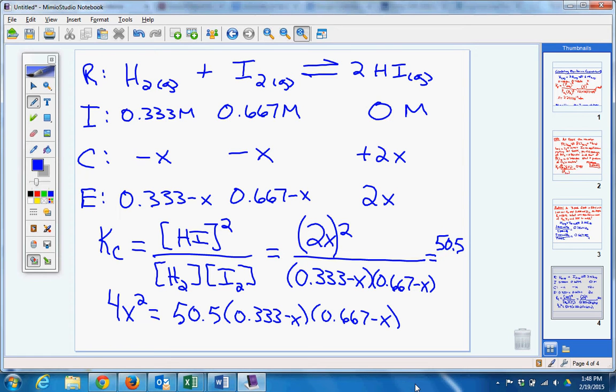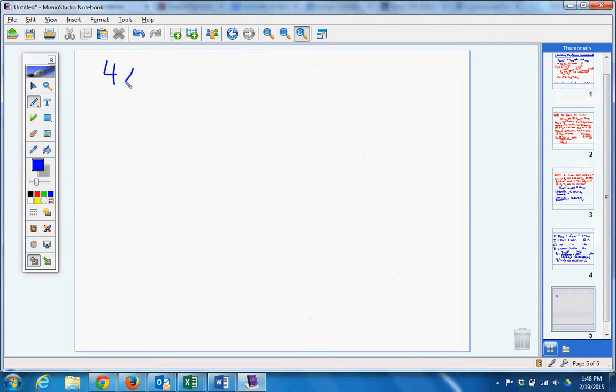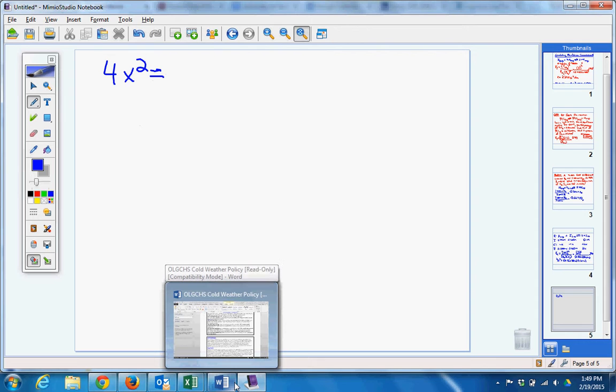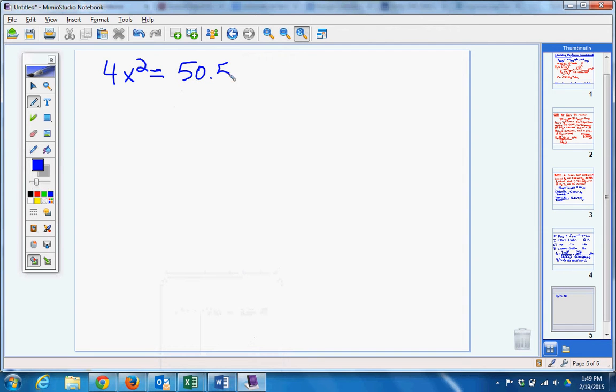All right, I'm going to need your help. I didn't use those numbers. We're going to move it over to the next screen. So 4x squared equals, somebody help me out. 50.5 times 0.222.